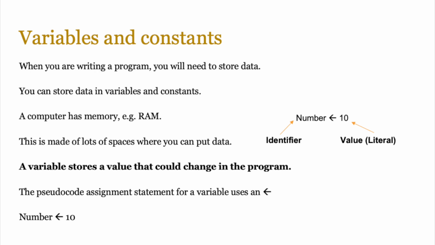in that variable. So the pseudocode assignment statement for a variable uses an arrow. Now in this case, we're simply saying number is assigned the value 10. Number is the identifier part, and the value or the literal, the actual data, is 10. So 10 is assigned to number, or number is assigned the value 10. So number is your variable and 10 is your literal value.